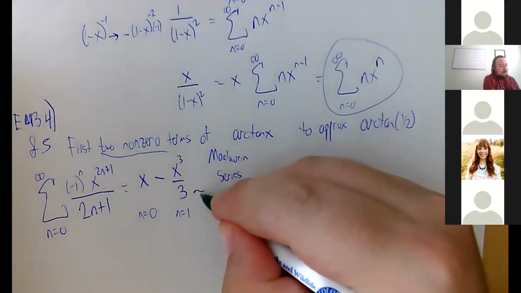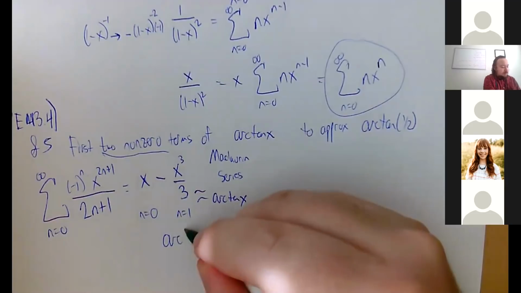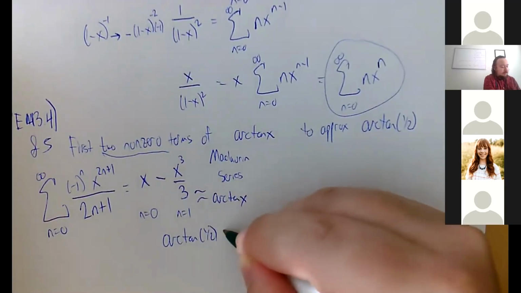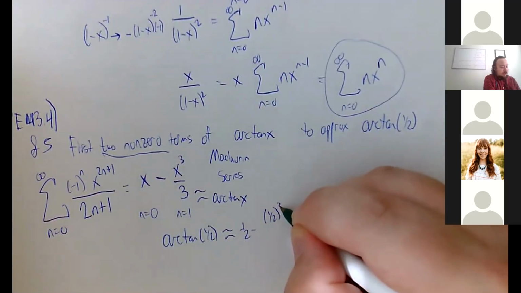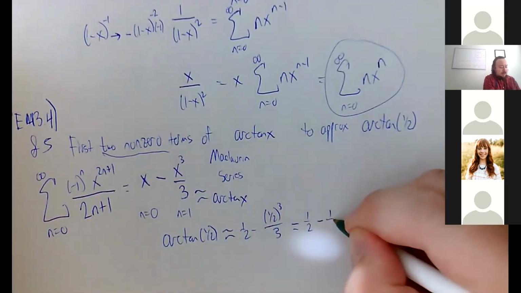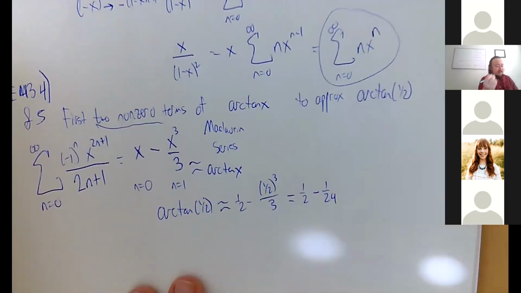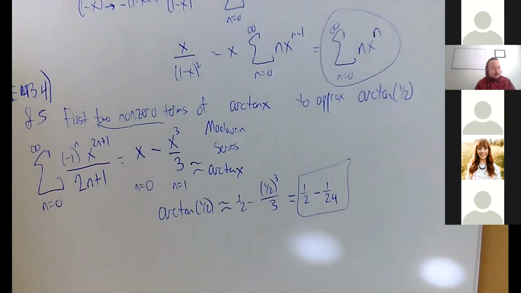All right, so this is my approximation for arctan of x. That means if I want to approximate arctan of 1/2, that's going to be about 1/2 minus (1/2)^3 over 3, which is 1/2 minus 1/24. I think the answer to the other one was 1/2 plus 1/24, but this one's 1/2 minus 1/24 instead. That was the answer to number 4, but you didn't ask me about that. You asked me about 5.